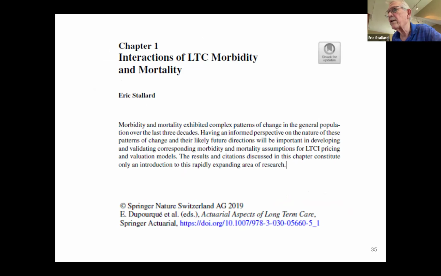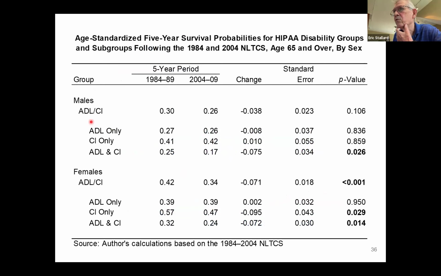Again, this is a good example. This paper here is cited, and you can get the full citation in the references. The key thing here was we had a decline in the combined disability measure, and I wanted to see if there were differences if I broke it out into the pieces. So I had ADL only, cognitive impairment only, and then the combined ADL plus CI. And over here at the p-values, you can see that male and female both had highly significant declines for the pair of ADL and cognitive impairment.